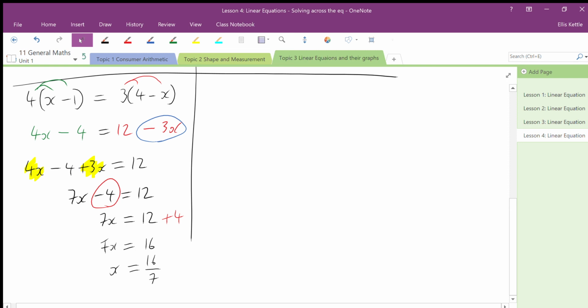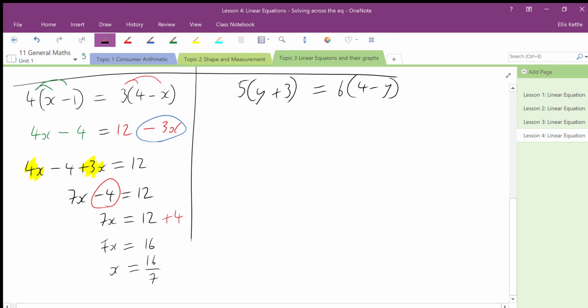Alrighty, have a go at a different one. I want you to have a go at this one. You have 5y plus 3 equal to 6, 4 minus y. Have a go at that one yourselves.